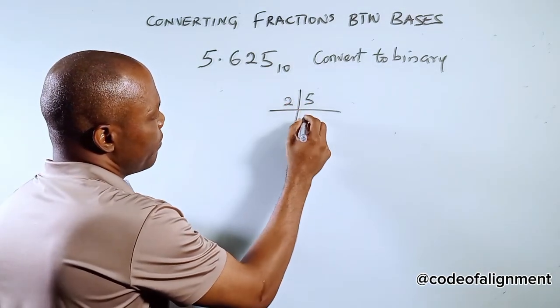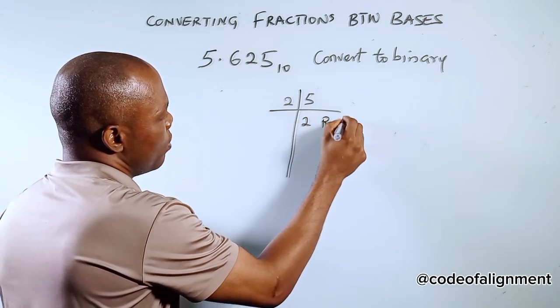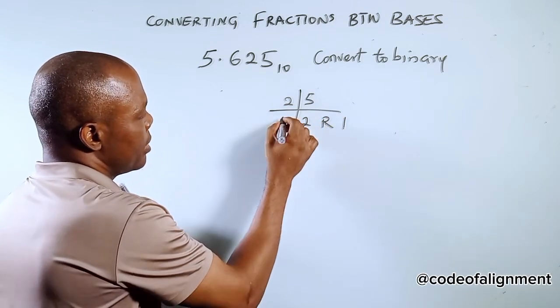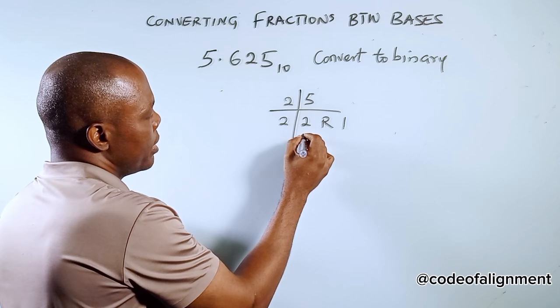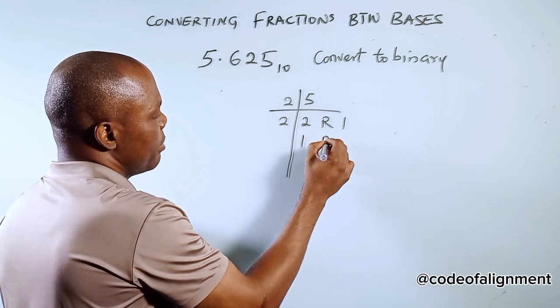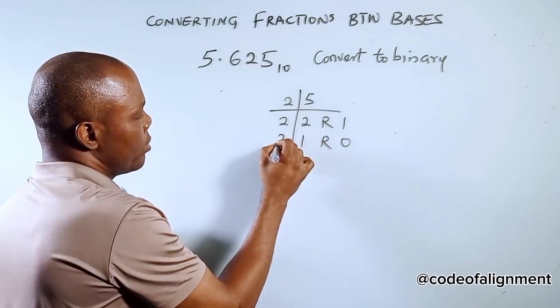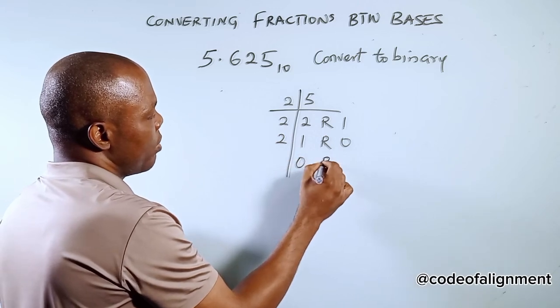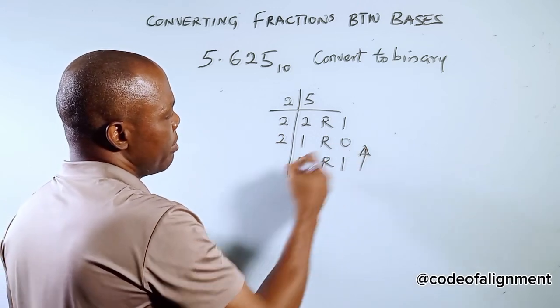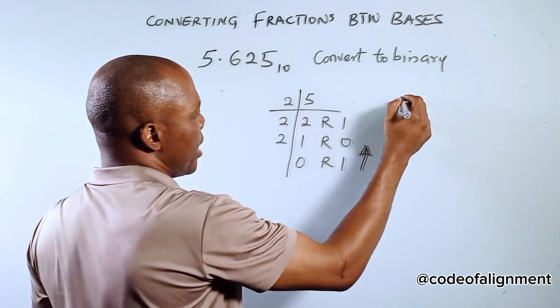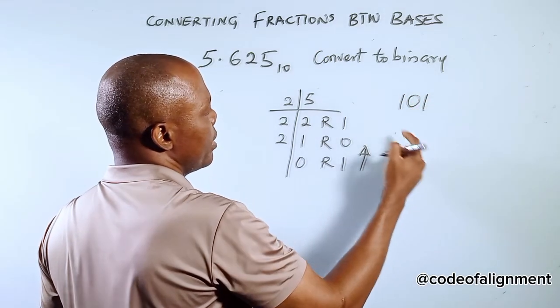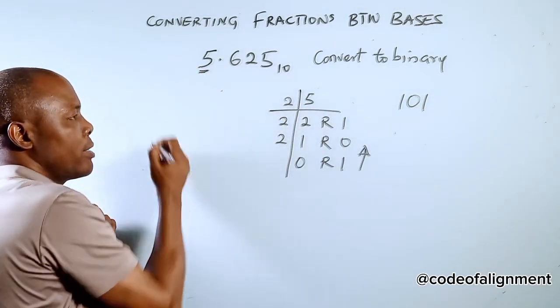2 goes into 5 two times, remainder 1. 2 goes into 2 one time, remainder 0. 2 goes into 1 zero times, remainder 1. Then you read it upward, so you are going to count 1, 0, 1. That is for this part.